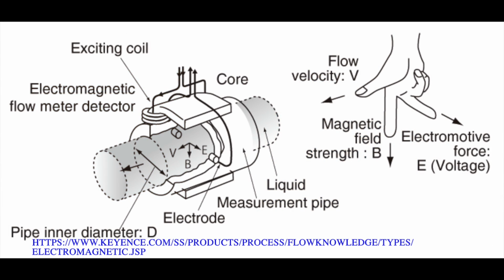The main components to an electromagnetic flow meter are the exciting coil, the electromagnetic flow meter detector, and the electrode. A magnetic field is created with the coil that creates a voltage in the liquid, which is detected by the electrode. Here, the force diagram is depicted by hand.